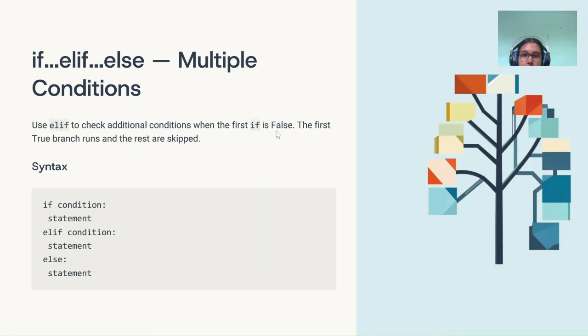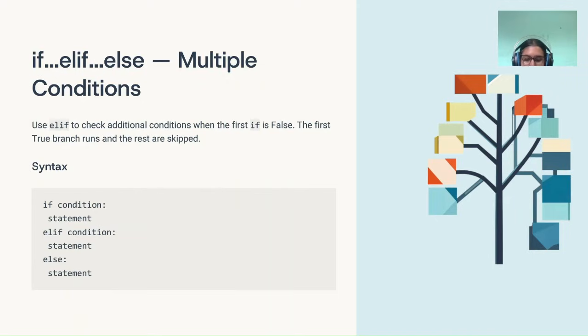When the first if is false, the first true branch runs and the rest are skipped. Okay, this is the syntax. If condition, statement. Elif, don't accidentally write else if, right? Because the meaning is else if. Sometimes we get confused and write else if, but it's elif. Okay, elif, condition, statement, and then at the end we write else, statement.